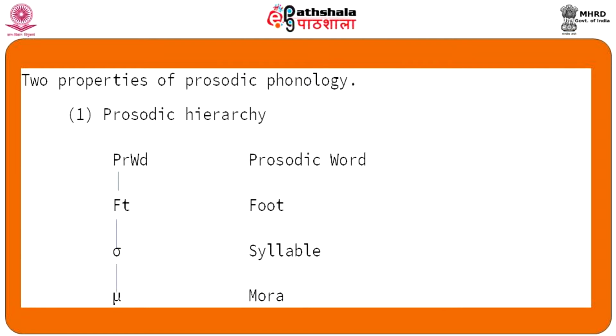Two important facts must be noted. Number one, the prosodic hierarchy. As you will see, the prosodic hierarchy at the word level consists of units such as the mora, the syllable, the foot, and the prosodic word. So word stress takes place at the prosodic word level and is related to the lower level prosodic phenomena such as the foot, the syllable, and the mora.